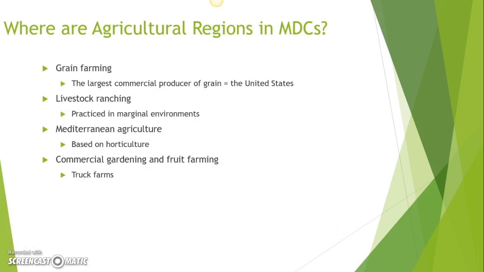Okay, so a few other different types of agriculture that are worth talking about in more developed countries. One is grain farming. Interestingly enough, the largest commercial producer of grain in the entire world is the United States, followed closely by areas like, I believe, the Ukraine.